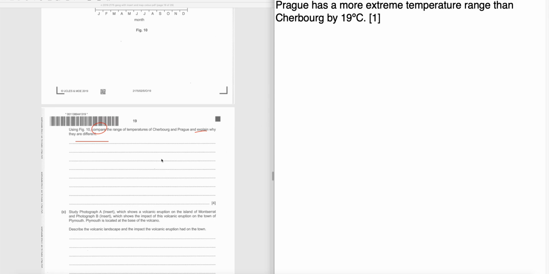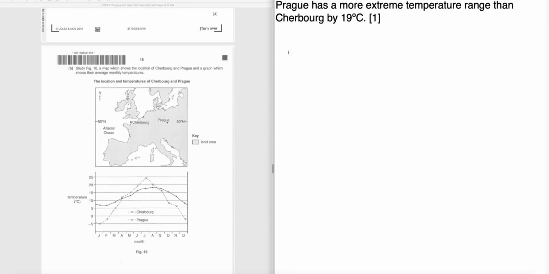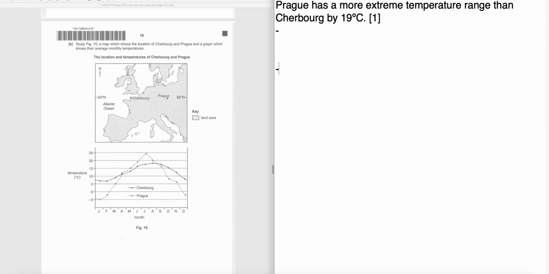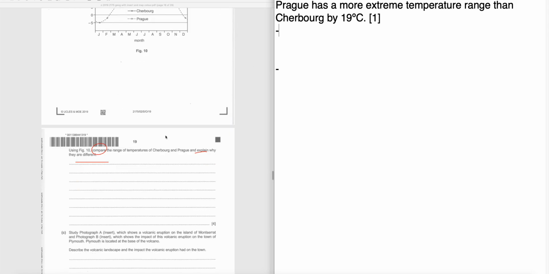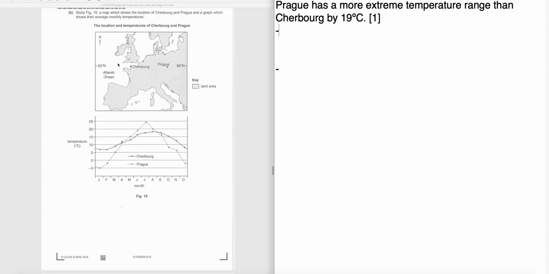Next, explain why they are different. 3 marks. A lot of funny answers. This one essentially, the latitude is more or less the same, 50 degrees north. You can't see cloud cover here, you can't see altitude. Then the only factor left is distance from sea. If you are able to tell me how, because of distance from sea, which one is closer: Prague is further inland while Cherbourg is coastal.